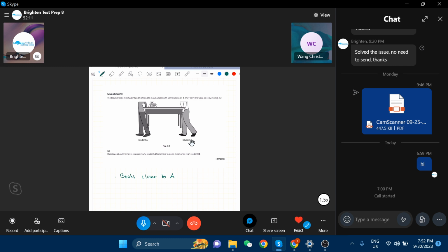When you look at the two students here, is the table moving up and down? Also, like tilting? No, it has no moment. Exactly, there's no resultant moment. That's excellent. So the delta moment is zero, right? Because they are in equilibrium, exactly.